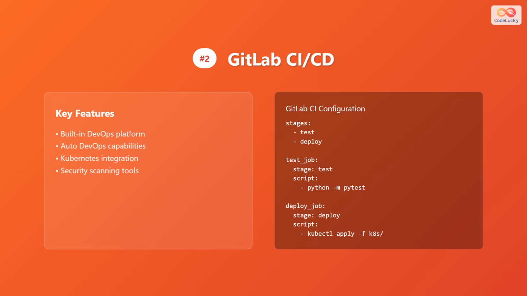A GitLab CI configuration example is shown defining 2 stages: test and deploy. The test job executes tests using the Python PyTest framework. The deploy job applies Kubernetes configurations using the kubectl command line tool.